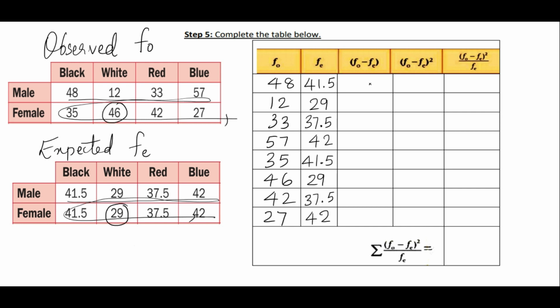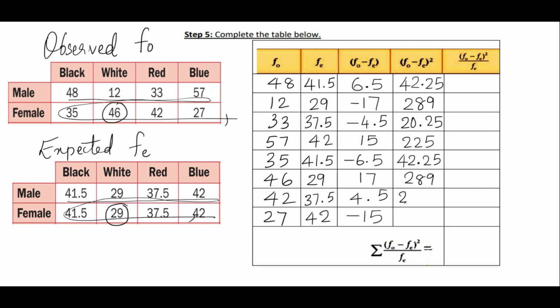Now the difference between these two terms needs to be calculated. You have some negative signs coming there, which will be eliminated when you square this term. So the next step is squaring this number. Finally, the last column where you're going to divide this by the expected frequency. So 42.25 divided by 41.5.